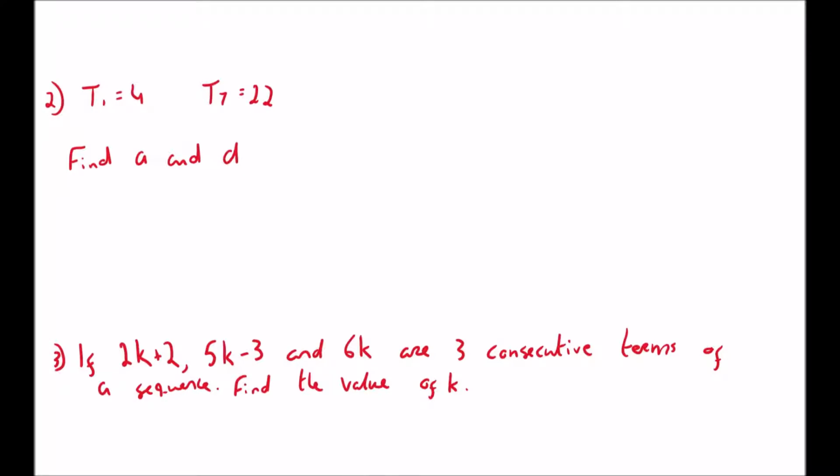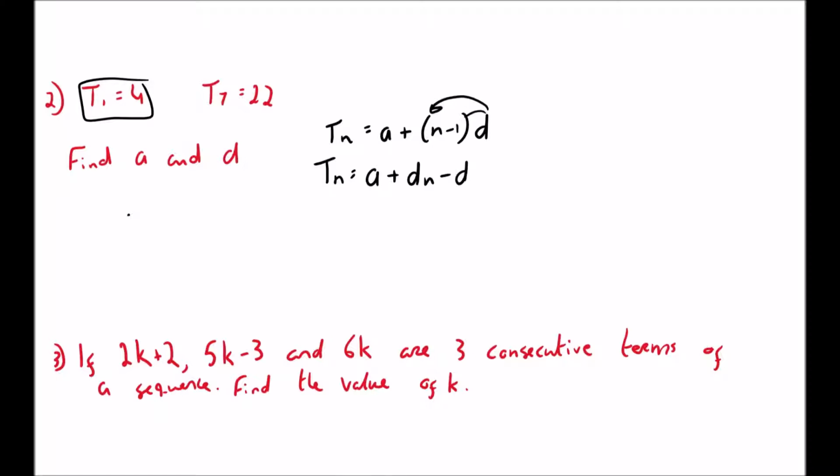T1 is 4, T7 is 22. Right, we want to find a, which is the first term, and d, which is the common difference. We start off with our Tn equals a plus n minus 1 d. We'll just multiply that, so we'll simplify it. Right? So Tn equals a plus dn, we're multiplying the d by the n, minus d, the d by the minus 1.